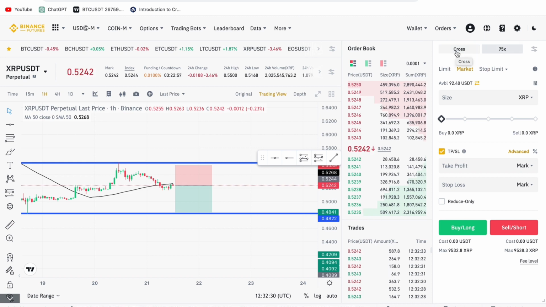So always go with the cross margin with the maximum leverage. Then we have the limit, market and stop limit. Because we are entering with a market order, I'll just click market order here. Then we have the available balance, which is $92. So let's say we are going to use 10% as cost. For us to use 10% of the $92 as cost, we are going to type in 10% divided by 100 times the 92. So that means our cost will be 9.2. Okay, so that will be $9.2.